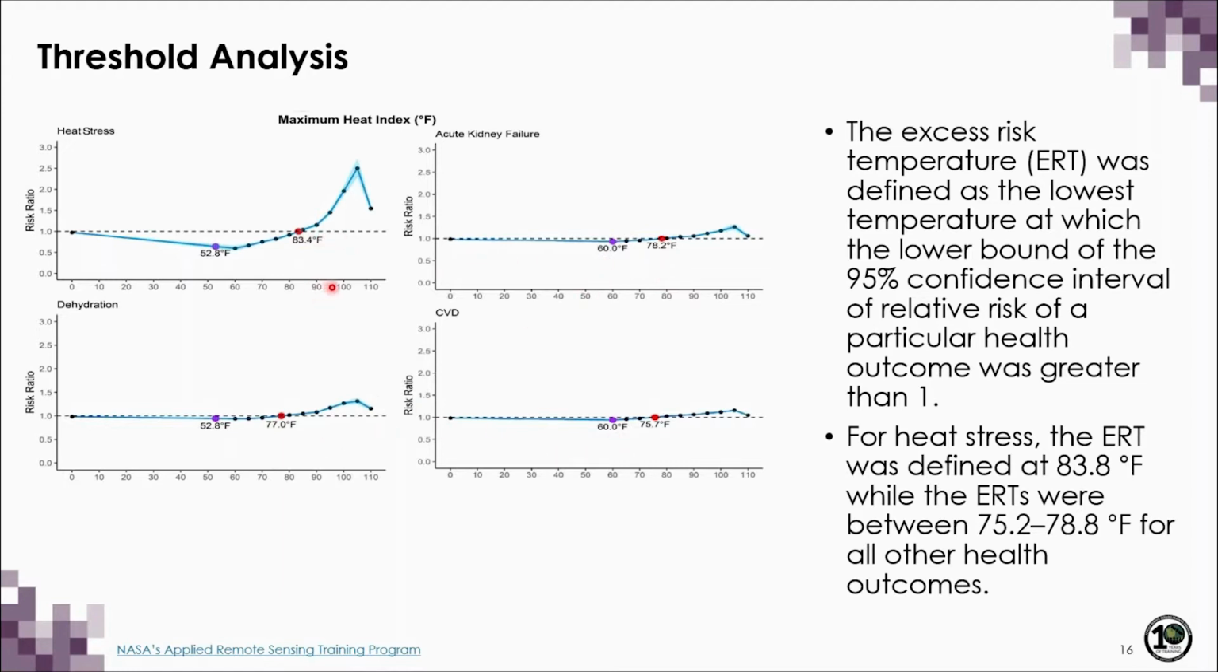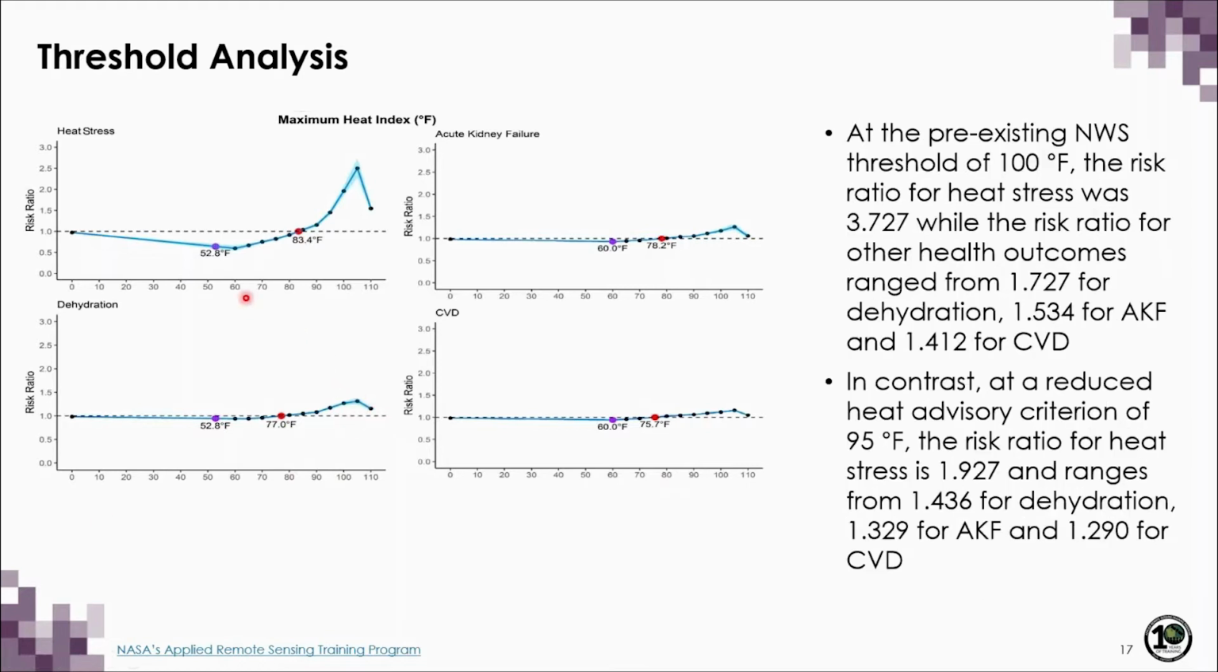But you can see if you look here at 95, that's where there is a steep increase in risk for these illnesses. At the pre-existing National Weather Service threshold of 100 degrees Fahrenheit, you can see in this chart there is a pretty significant amount of risk. The risk ratio for heat stress was 3.727, while the risk ratio for other health outcomes ranged from 1.72 for dehydration, 1.53 for acute kidney failure, and 1.41 for CVD, or cardiovascular disease.